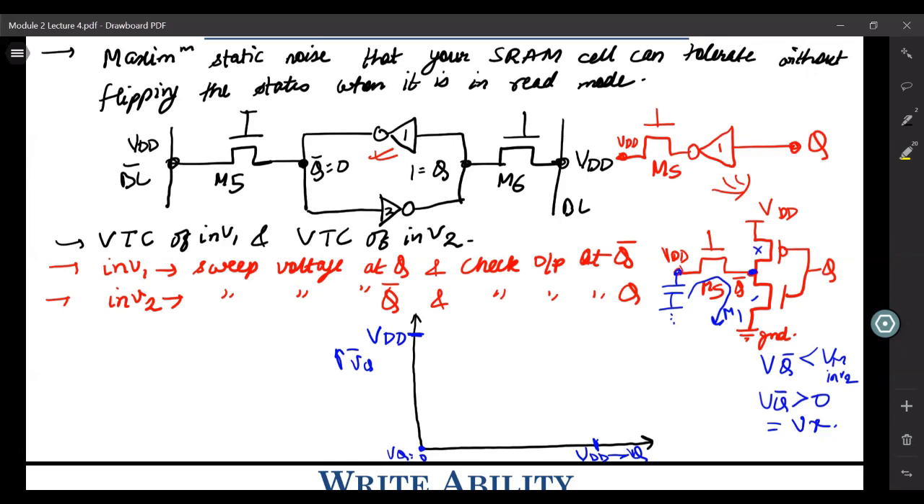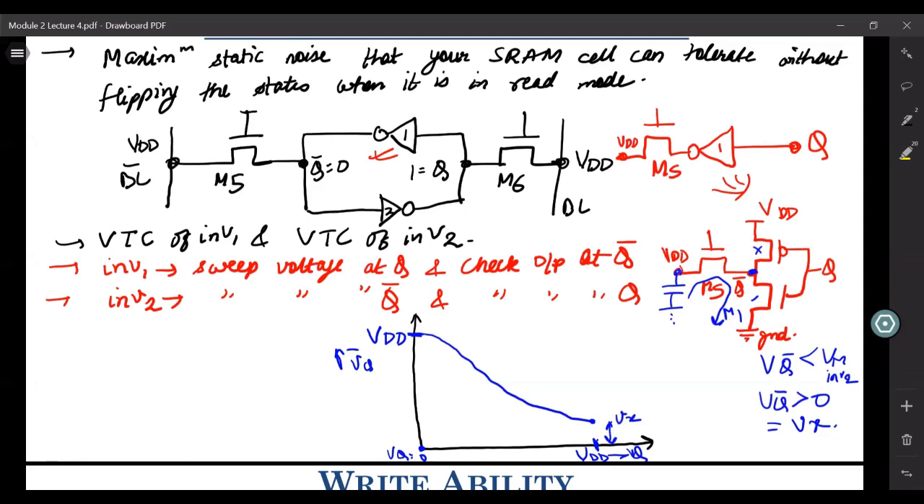So when VQ is VDD, you have the output, that is VQ bar, as Vx. So this is Vx. And in between, it will look something like this. So this is how your VTC will look in the read configuration for inverter 1.